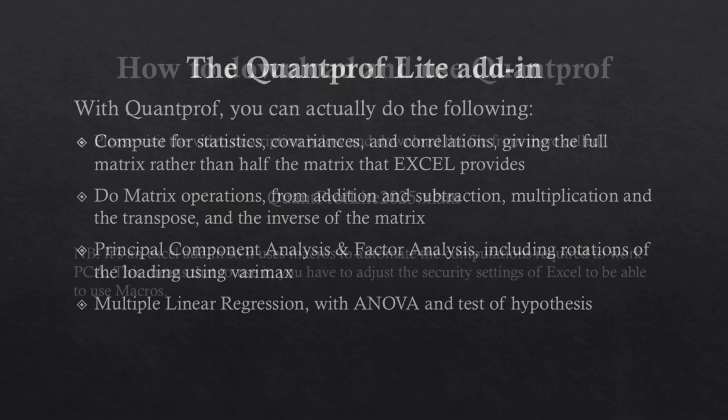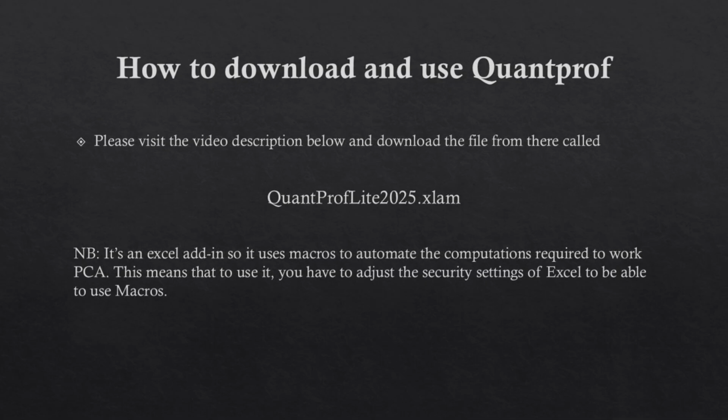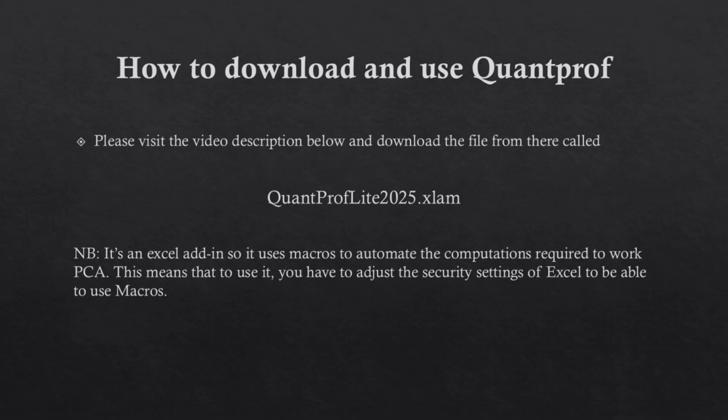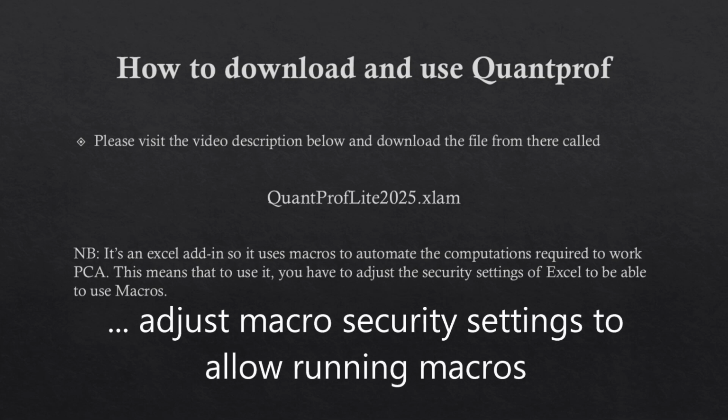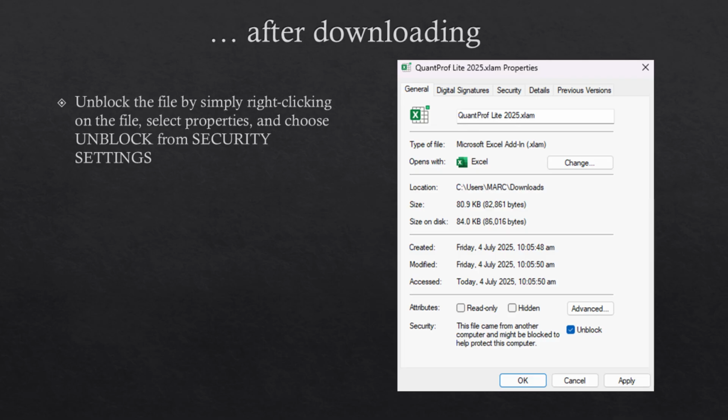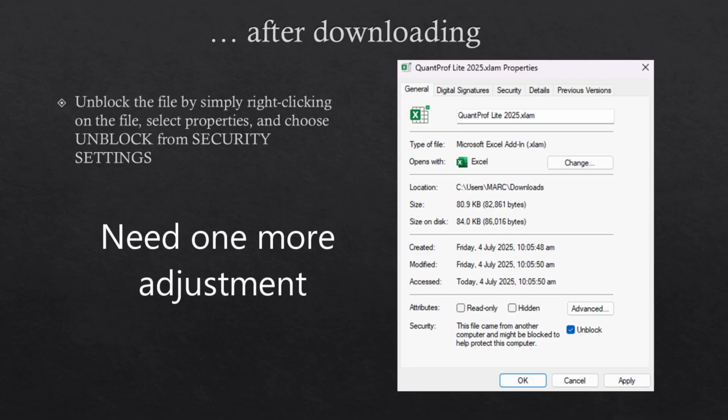Now, how to download and use Quantprof. To download Quantprof, please visit the video description below and download from there the file called Quantprof Lite 2025. It's an Excel add-in, so it uses macros to automate the computations required to work PCA. This means that to use it, you have to adjust the security settings of Excel to be able to use macros. After downloading, well, you still can't use Quantprof until after making one last adjustment.